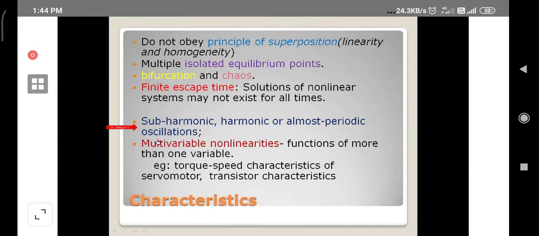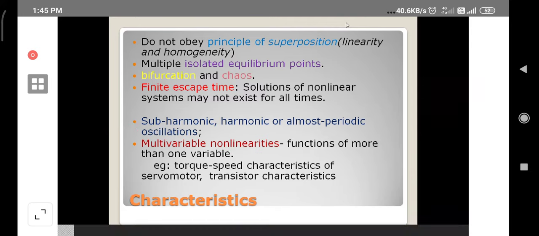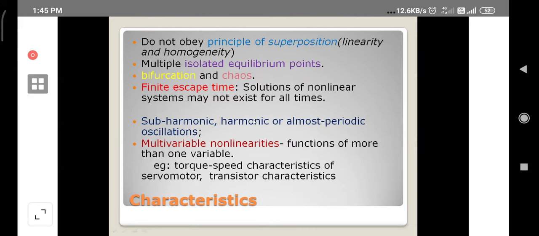And if the nonlinearity is said to be multivariable, then we infer from that that functions of more than one variable are present here. That nonlinearity may be due to a function of more than one variable. Such a type of nonlinearity is called multivariable nonlinearity. Okay, I think this is clear to you. And then we move to another slide.